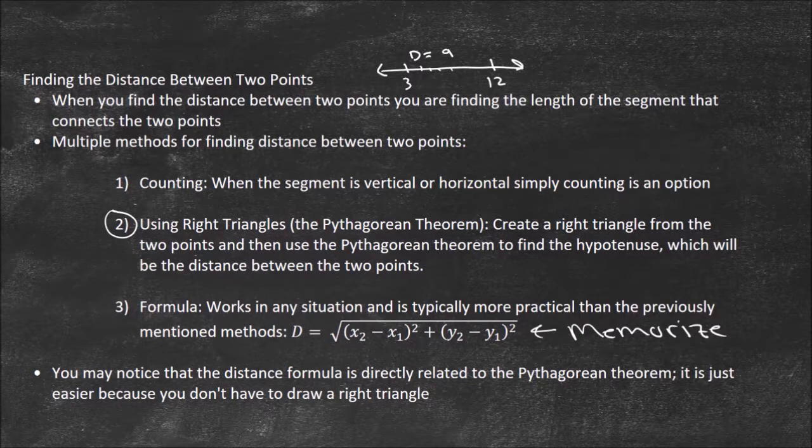You may notice that the distance formula is directly related to the Pythagorean theorem. It's just easier because you don't have to draw a right triangle. The distance formula is easier. So the distance formula really is using the right triangle method, but it's just doing it in a little bit easier way. So we'll show you what that means in a second.